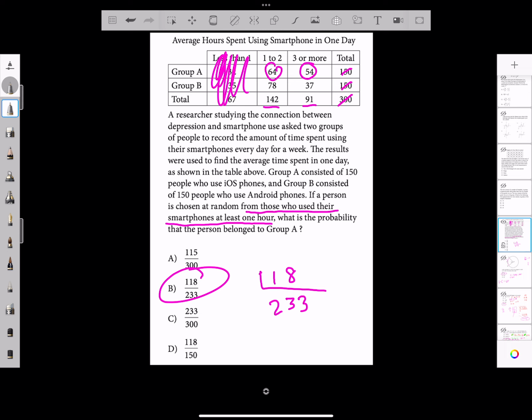So B. Sometimes you might see, like instead of saying if a person is chosen at random from those who use their smartphone at least 1 hour, you might see like given they use their smartphones for at least 1 hour. That means the same thing. It just narrows down the pool from which you're choosing.